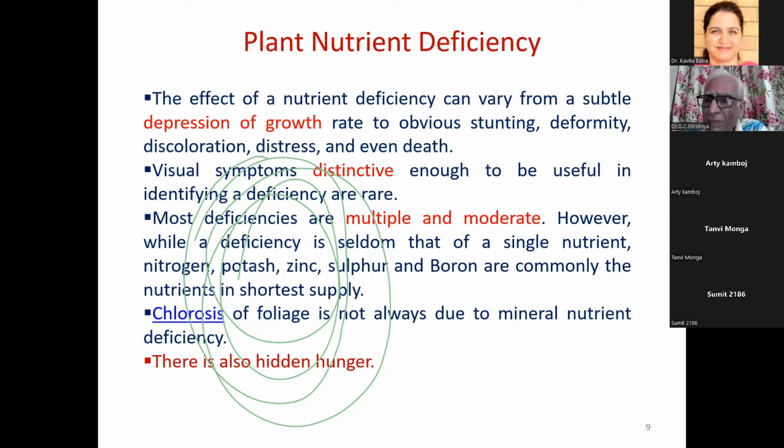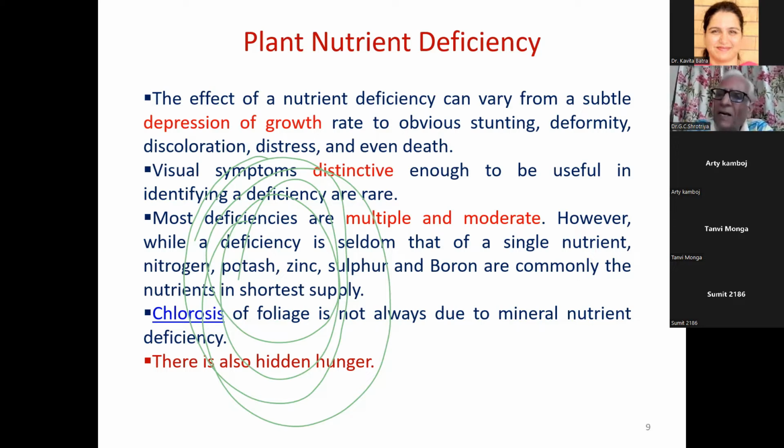Then chlorosis, which is generally termed as yellowing. Chlorosis means lack of chlorophyll in the plant. Chlorophyll is the green material of the leaves. When the green matter is not there, the yellowing is there. Either it is pale green or yellow. So the chlorosis of foliage is not always due to mineral nutrients. That also we have to understand. We will talk about this.